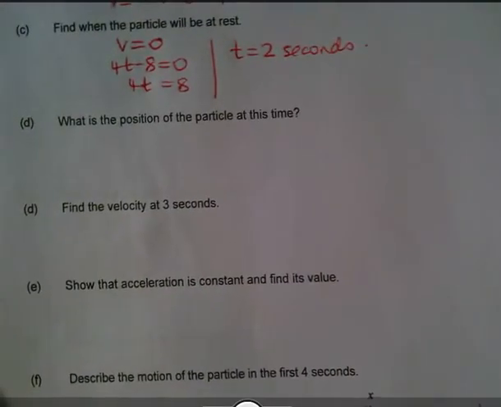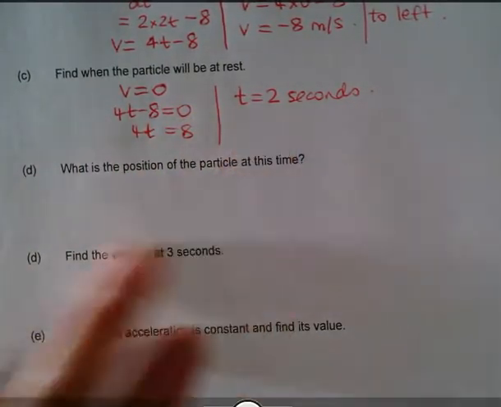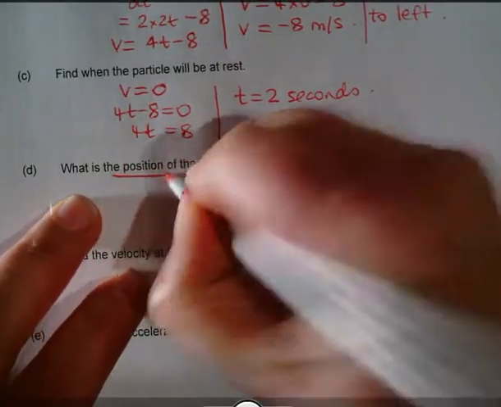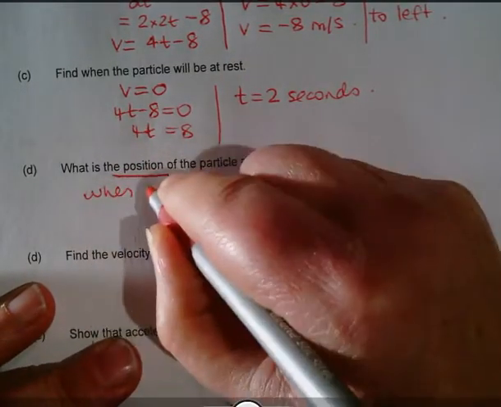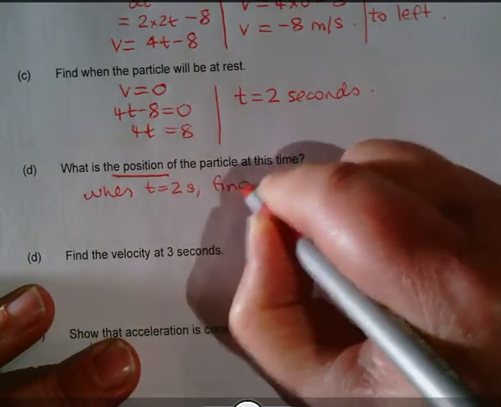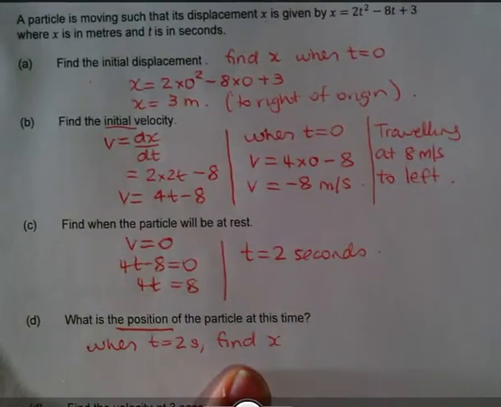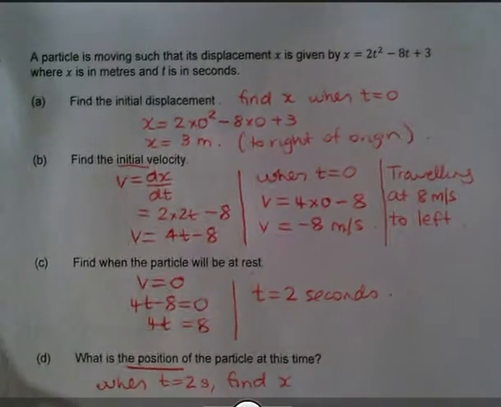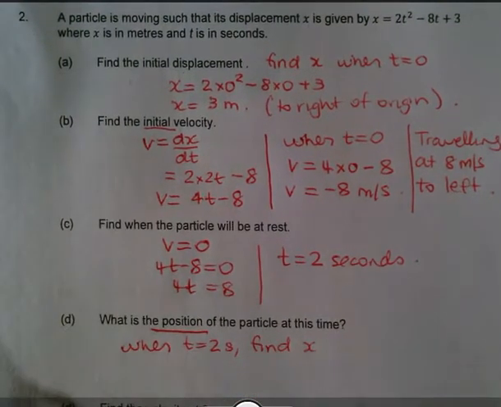Now, it's asking when is the particle at rest, and we've set time at 2 seconds, and it says what is the position of the particle at this time. So they're asking us for x. So when the time is 2 seconds, they want us to find the position, which is x. So we have to go back to the original equation, which is x is 2t squared minus 8t plus 3. And I substitute t is 2 into that.